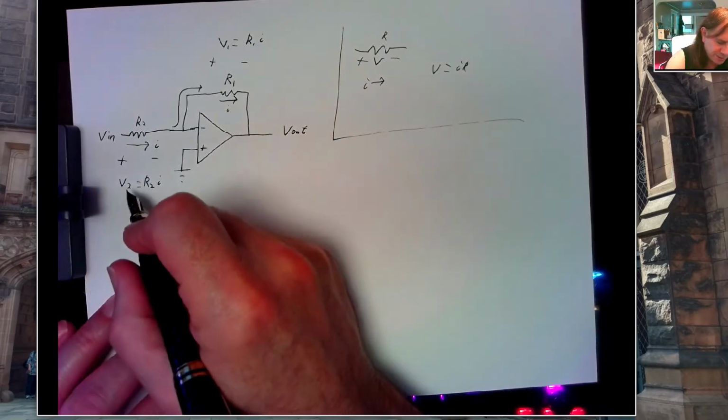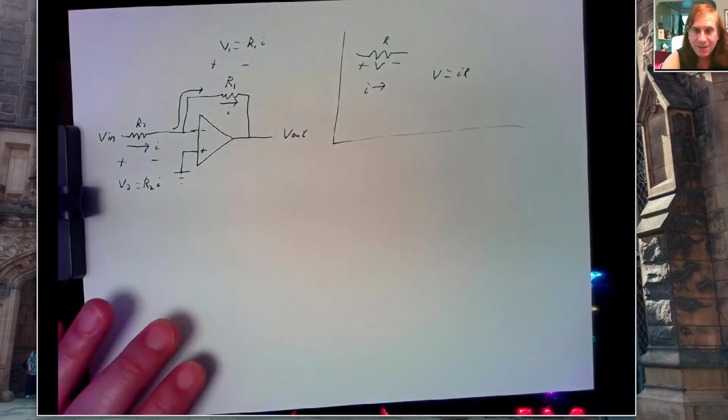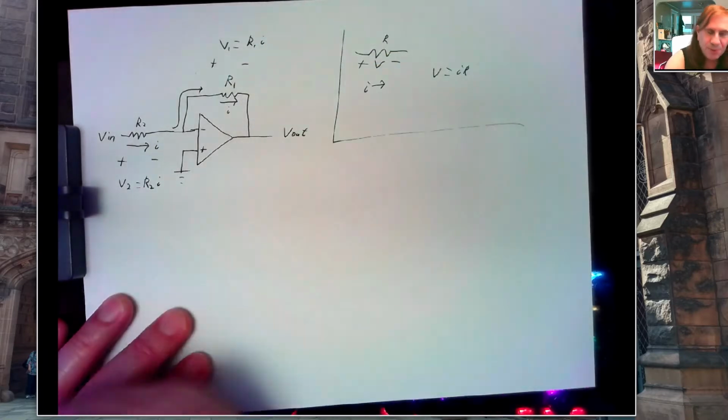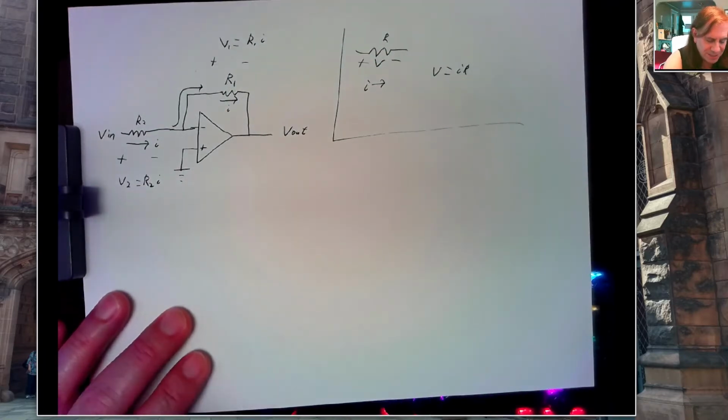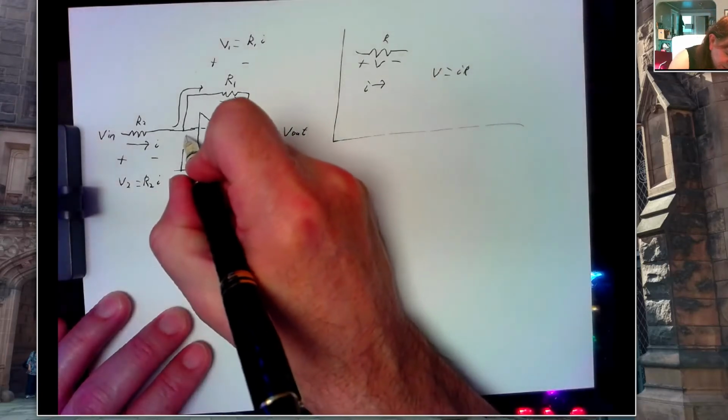Alright, so we have a voltage here, we have a voltage here, we have a voltage out, we have a voltage in. We want to find V out. How do we do that? Well, we're going to need to know what the current is. Well, that's easy to do, because guess what? We know what the voltage at this point is. It's going to be 0.